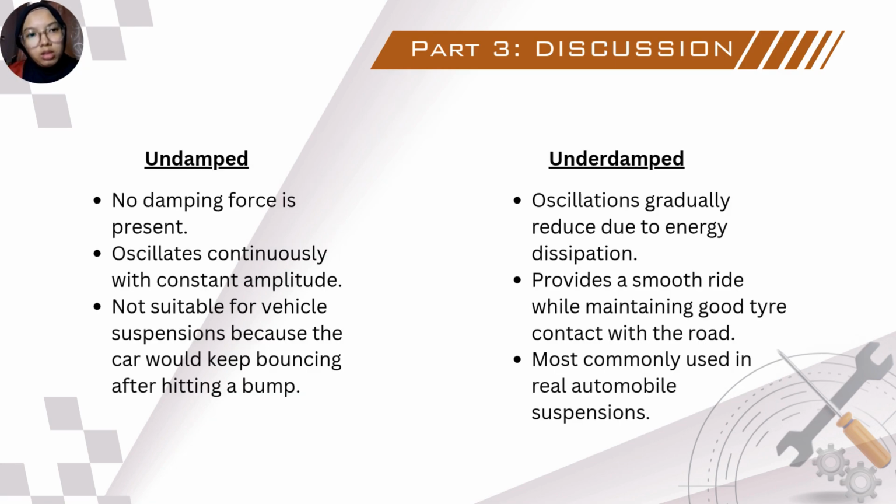Here we explain the first conditions. In the undamped case, there is no damping force, so the system keeps vibrating with constant amplitude, making it unsuitable for vehicle suspension. On the other hand, the underdamped system gradually loses energy, giving a smooth ride while maintaining good tire contact with the road. This is why it is commonly used in automobiles.